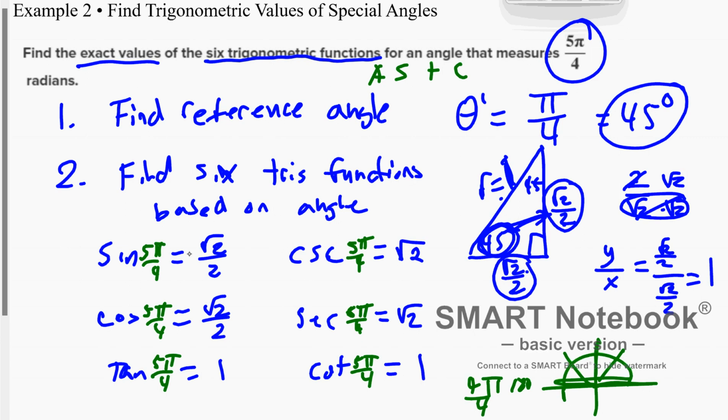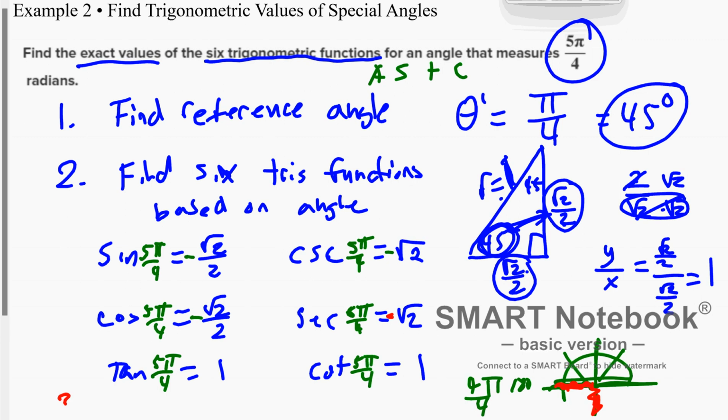In the third quadrant, sine is negative, so that means its reciprocal is too. Cosine is also negative because I'm to the left, right? In the third quadrant, I'm to the left, so my x is negative, and I'm down, so my y is negative. So its reciprocal is negative too. And tangent, a negative y value divided by a negative x value, is actually positive. So these two are positive.